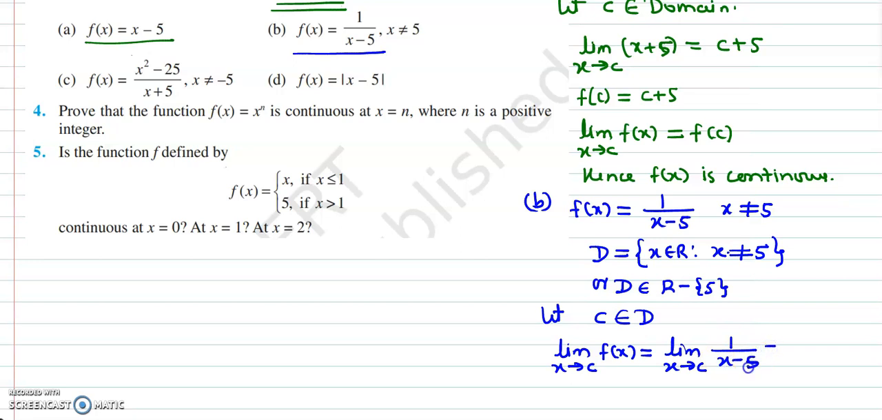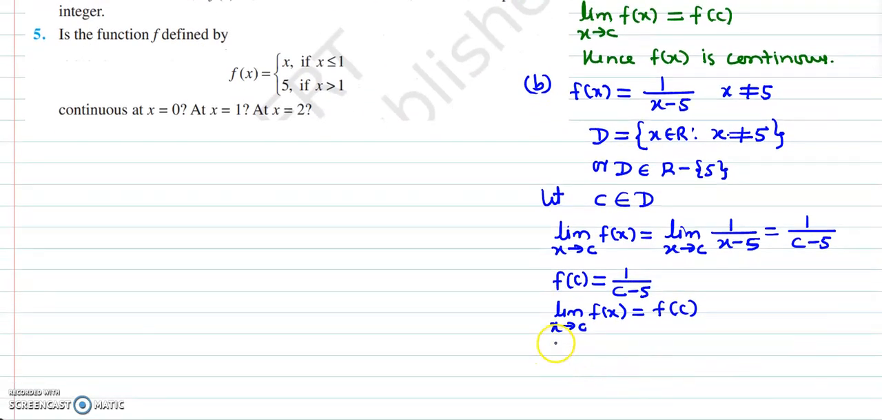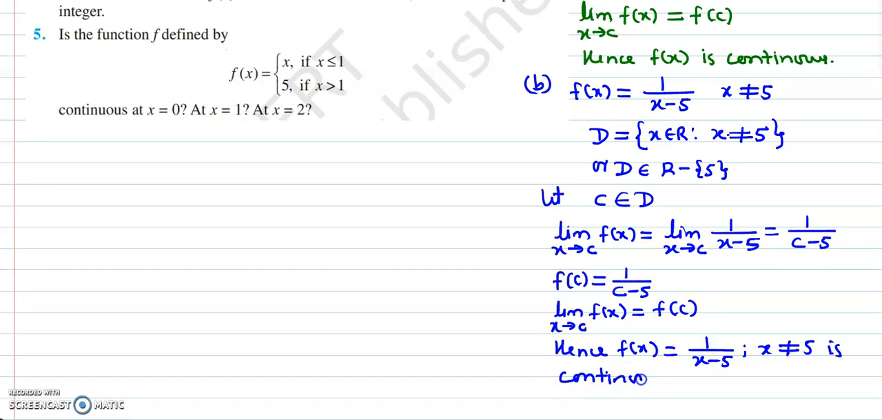So simply you have to put c here, so it will come out 1 over c minus 5. And now function's value at c, so f of c, it will be 1 over c minus 5. So from here we can see easily limit x approaching c of f of x is equal to f of c. Therefore the given function is continuous. Hence you can write, f of x equals 1 over x minus 5, where x is not equal to 5, is a continuous function.